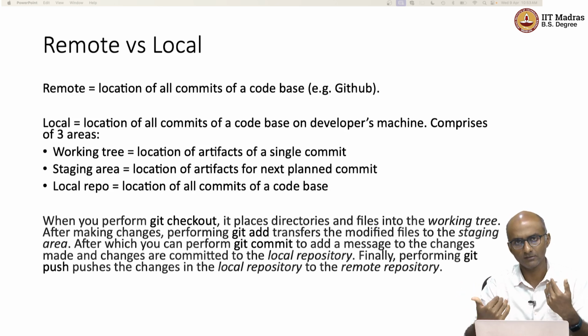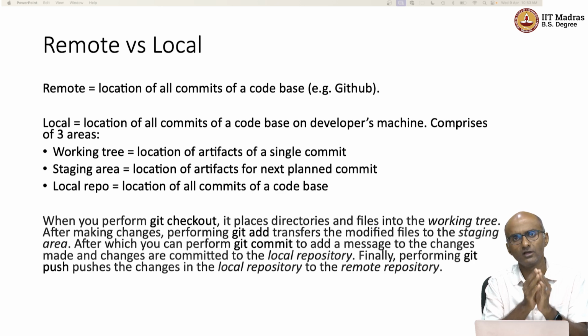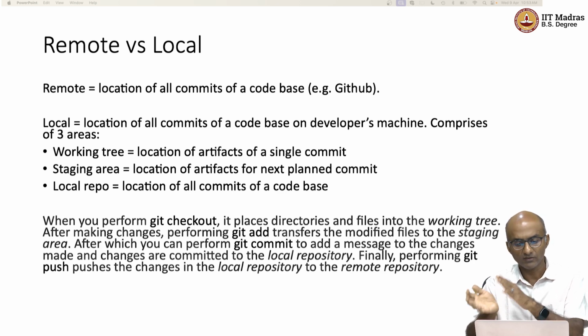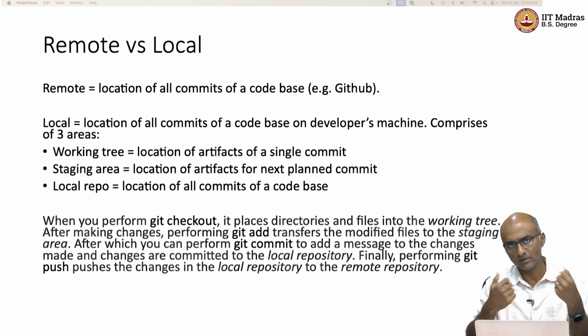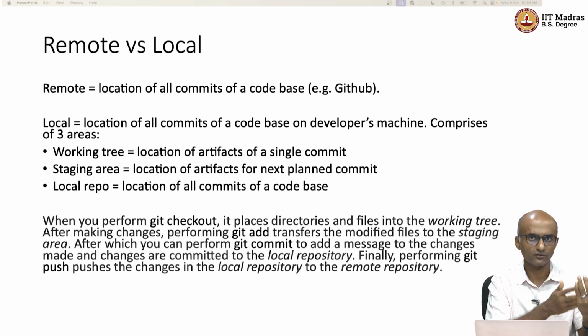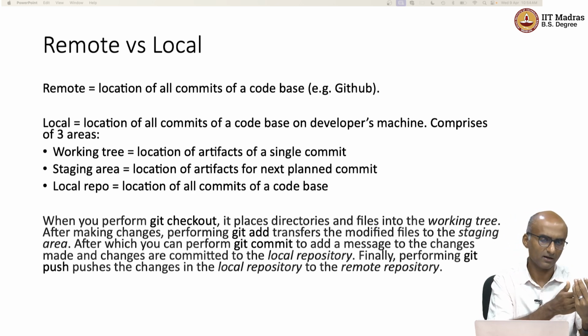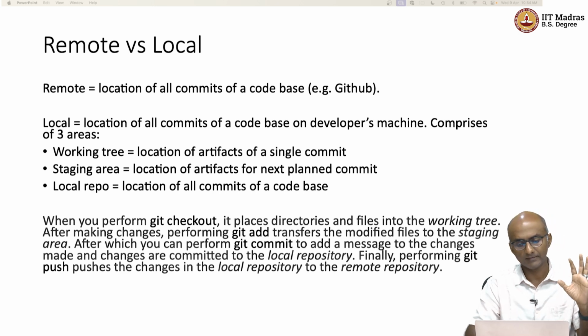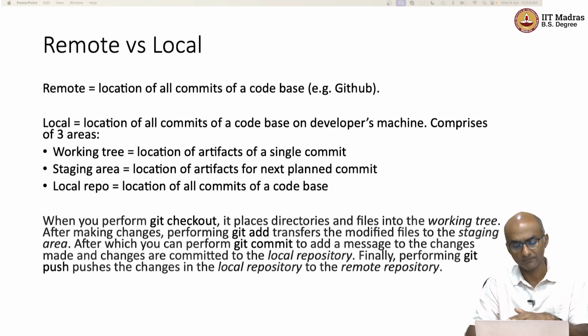Let's say you're making changes now, and then once the changes are made, you've got to add those files that you've changed by using a command called git add, and then that transfers these changes that you've made on the modified files into the staging area. After which, when you perform the command called git commit, it basically allows you to add a message so that you can verbally understand what is happening, and then those changes are committed to the local repository.